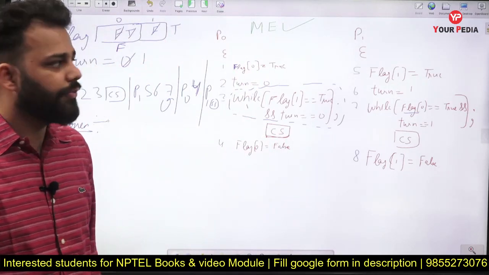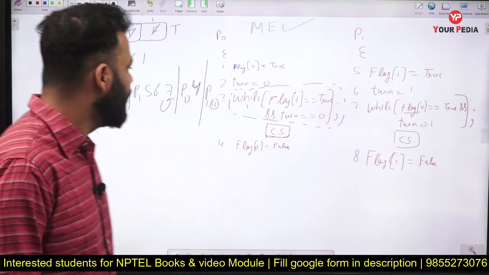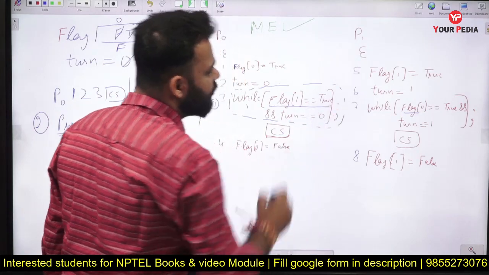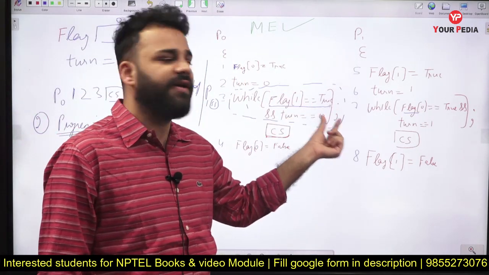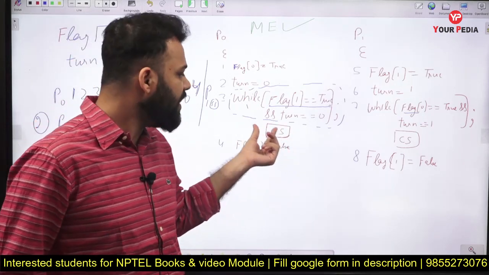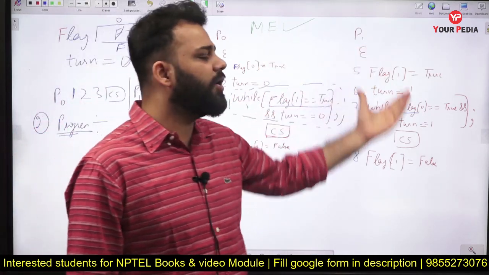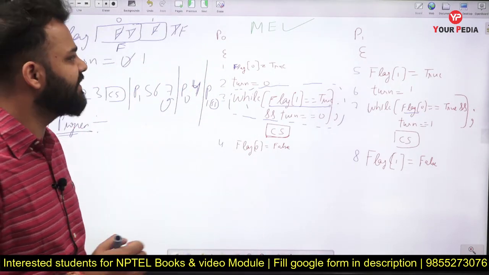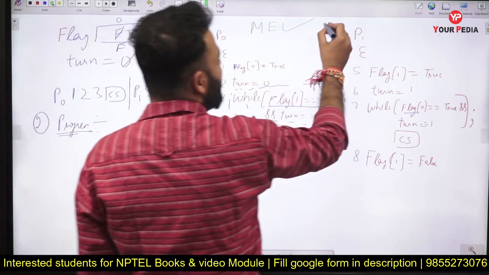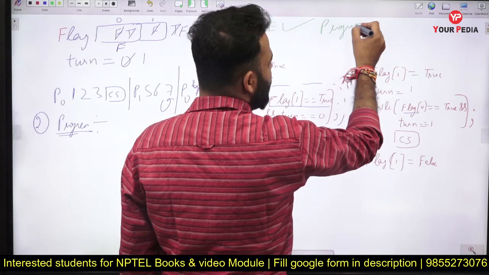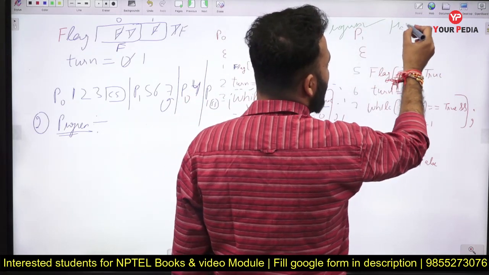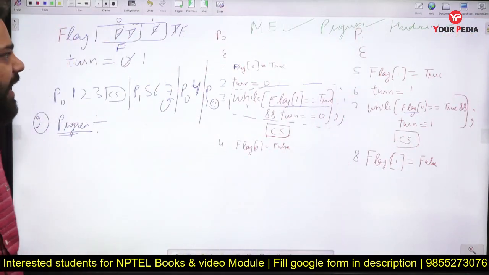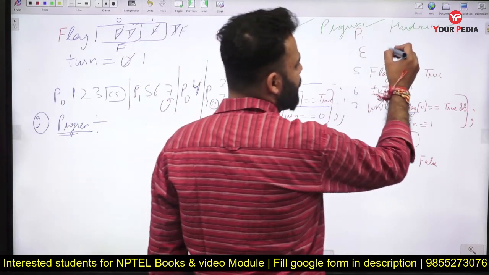But P1 is not interested, so flag 1 value will always remain as false. Now if flag 1 value is always false, this condition flag 1 equal to true will always fail, and if it always fails, P0 will always be able to enter the critical section. So P1 not having interest in using the critical section will not stop P0 from entering the critical section. So obviously progress is satisfied. Now there is no requirement for any hardware changes for implementing Peterson's solution. So obviously the hardware condition is also met.